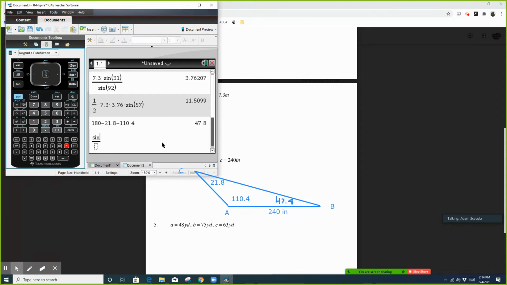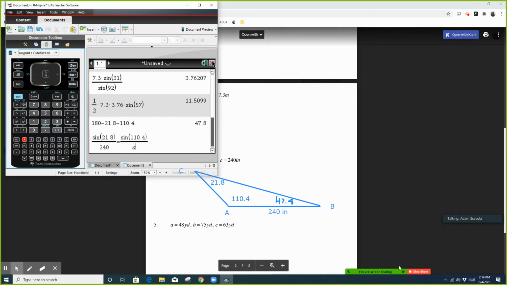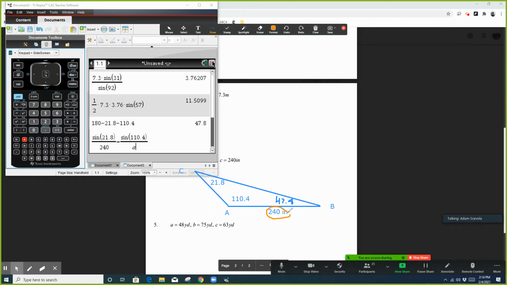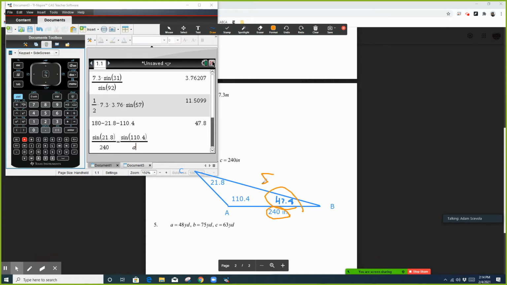All right, so I'm going to do the sine of 21.8 over 240 equals the sine of 110.4 divided by the side across from it. So we'll call that A. Now, I could have found side B. It doesn't matter. In order to find the area, you either need all three sides or you need side angle side. So here I have side angle, so I can find this side, right? Or here I have side angle, I can find this side. Doesn't matter. It's going to be the same area either way, right?